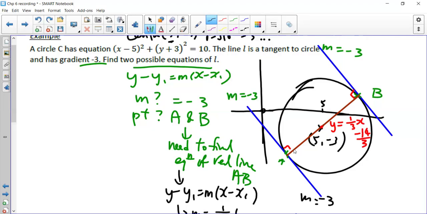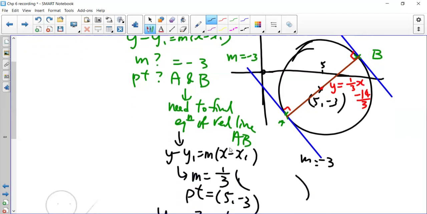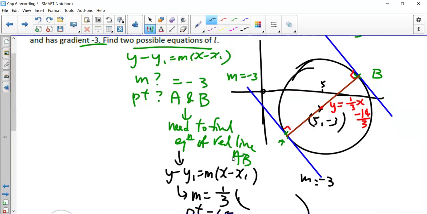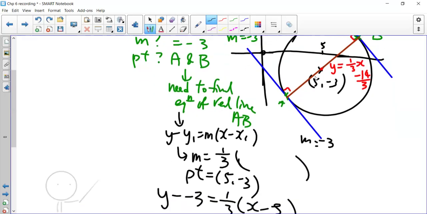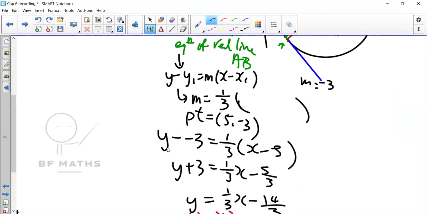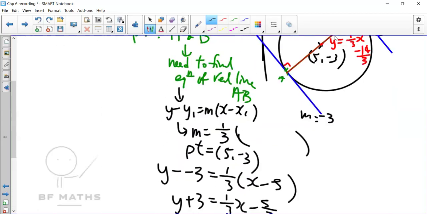So my next target is the equation of the red line. To find the equation of the red line, I do the same thing: y minus y1 equals m times x minus x1. Thankfully, I do know the gradient, which is 1/3 because it's perpendicular to the blue line, so it's the negative reciprocal. And the point it passes through is (5, -3). So I do y minus y1 equals m times x minus x1 and figure out the equation of the red line.